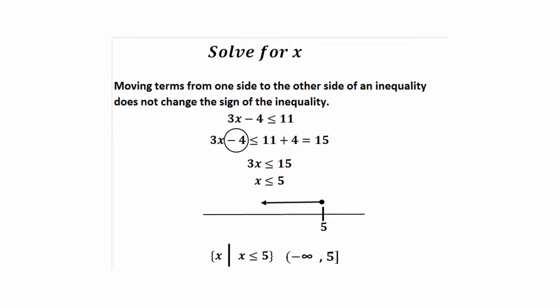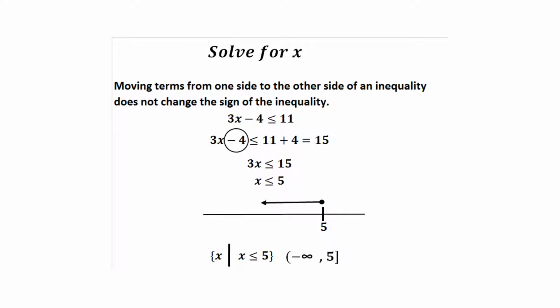Below we see a number line. We see a dot above the 5. That means the 5 is included. It's less than or equal to 5, and all the numbers less than 5. That's the arrow pointing to the left. In set notation, on the left, it's the set of x. The bar is read as "such that." So we say it's the set of x such that x is less than or equal to 5.